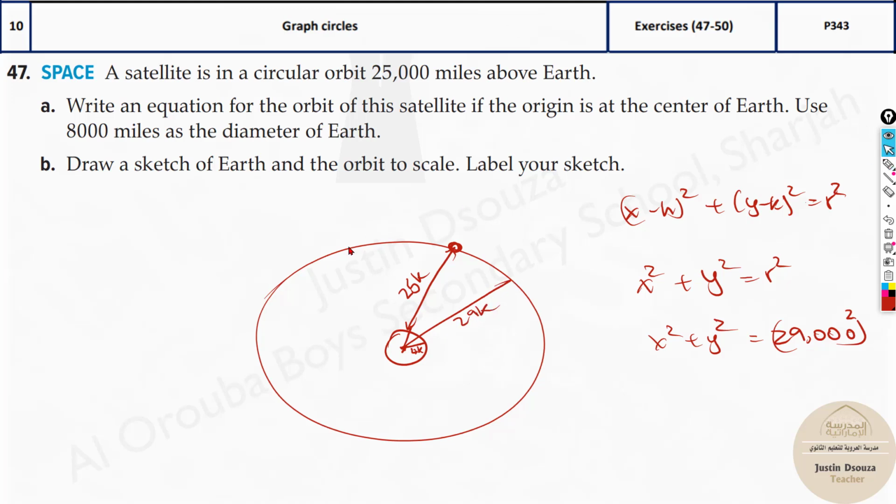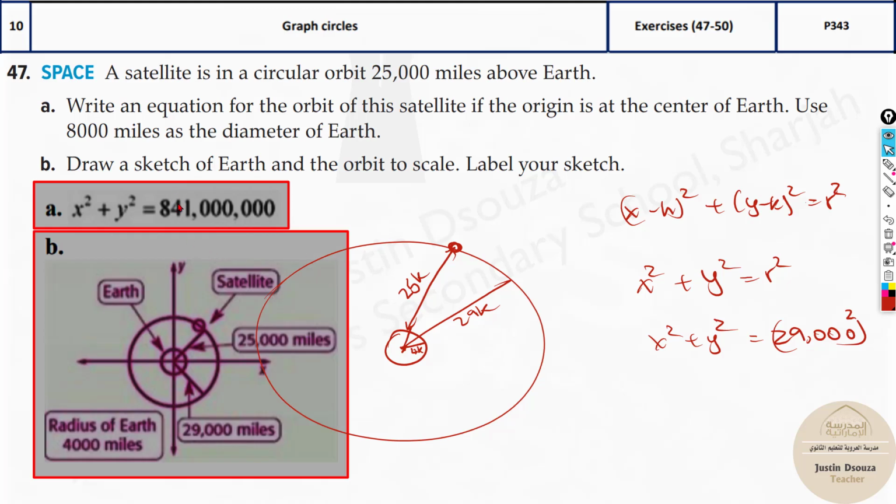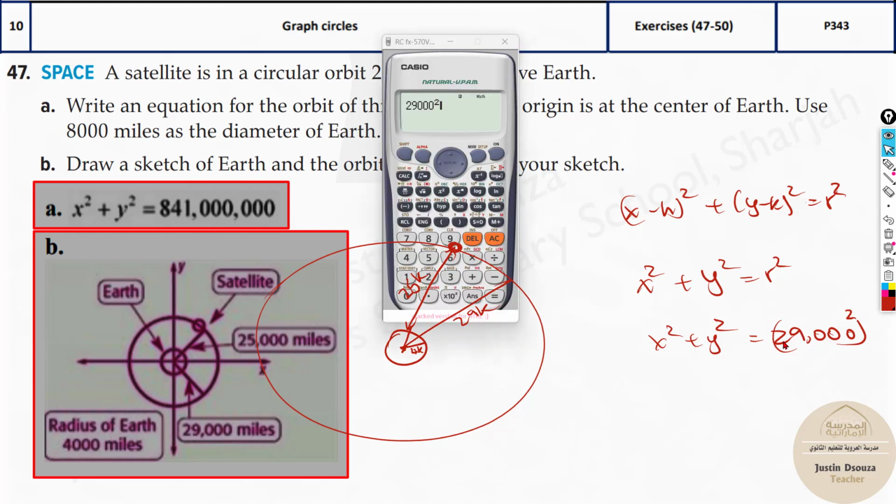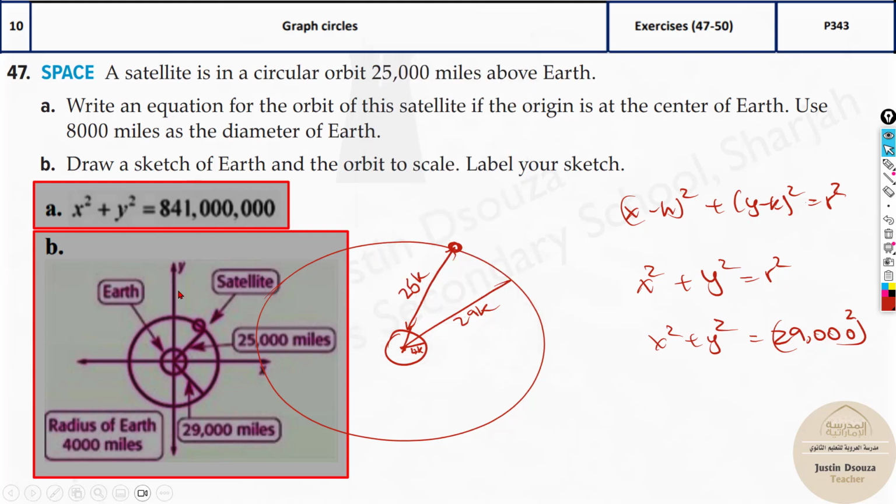The total radius over here would be 29,000. And let's just see the sample answers. Here, this 841 million is by squaring 29,000. I'll just show you now. I've just typed in 29,000 squared. That is 841 million. Yes, it's the same answer. And this is the graph over here. In the coordinate plane, just draw two circles. And you can tell this is the satellite, this is the Earth. And the radius is 29,000. So this is just a brief sketch.